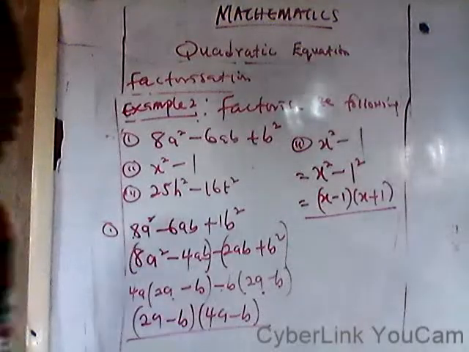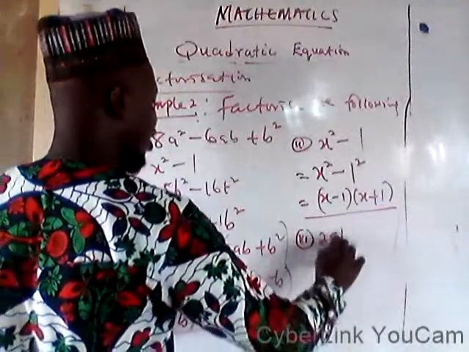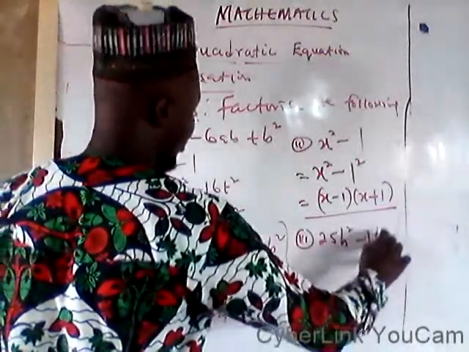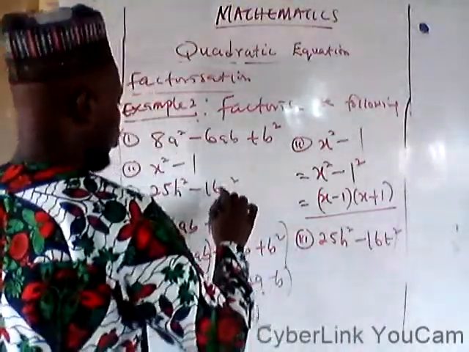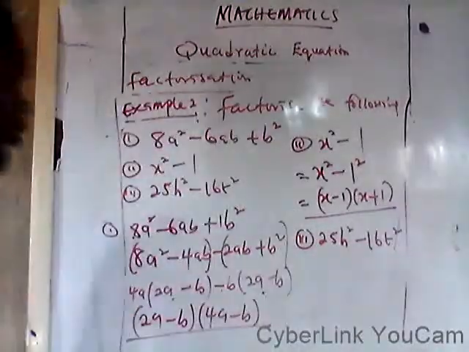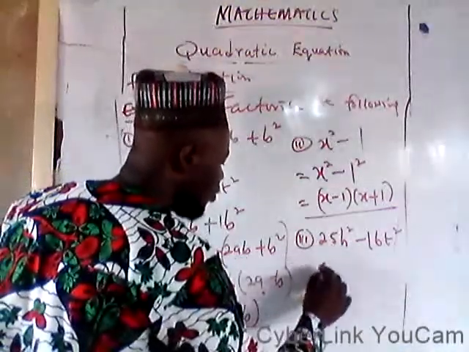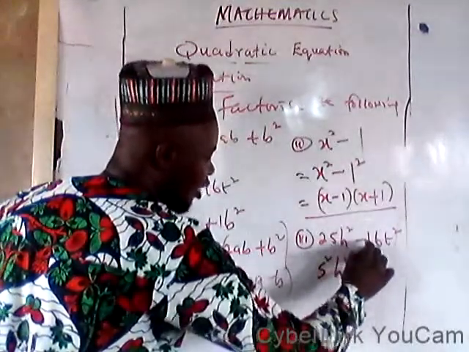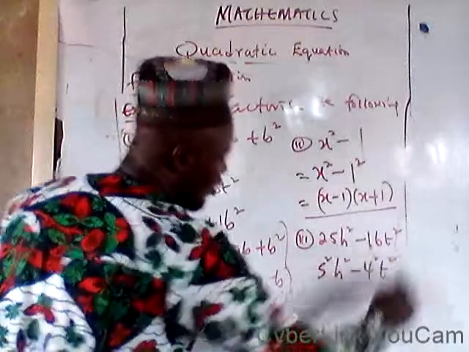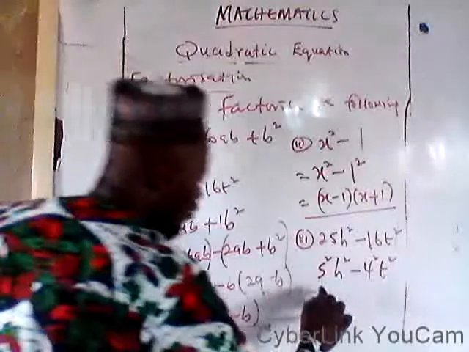The next one too is also difference of 2 squares. What do you have? You have 25h squared minus 16t squared. Oh, it's t squared. So how do you do it? You are going to write it in form of a difference of 2 squares. 25 can be written as 5 squared, and h squared. 16 can be written as 4 squared and t squared. Can you see now? So you now have them in difference of 2 squares.